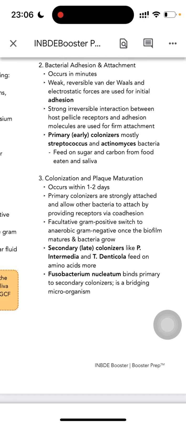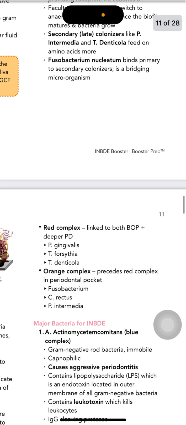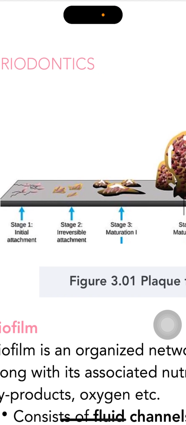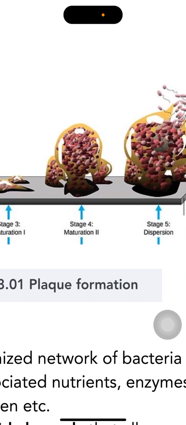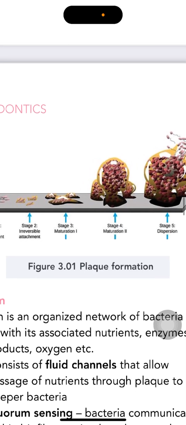Secondary late colonizers like P. intermedia and T. denticola feed on amino acids more. Fusobacterium nucleatum binds primary to secondary colonizers and is a bridging microorganism. Stage 1 initial attachment, Stage 2 irreversible attachment, Stage 3 maturation 1, Stage 4 maturation 2, Stage 5 dispersion, plaque formation.